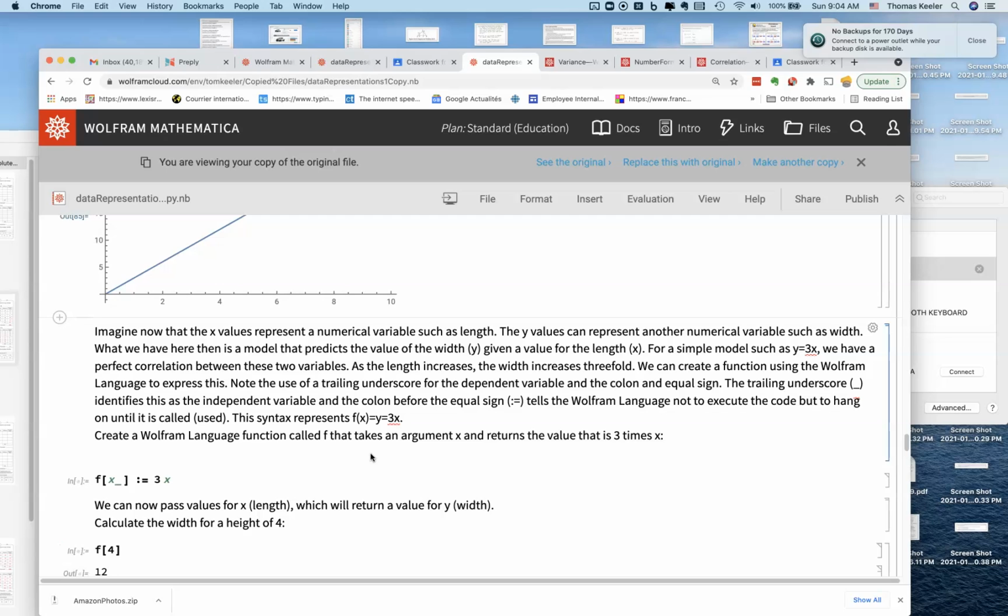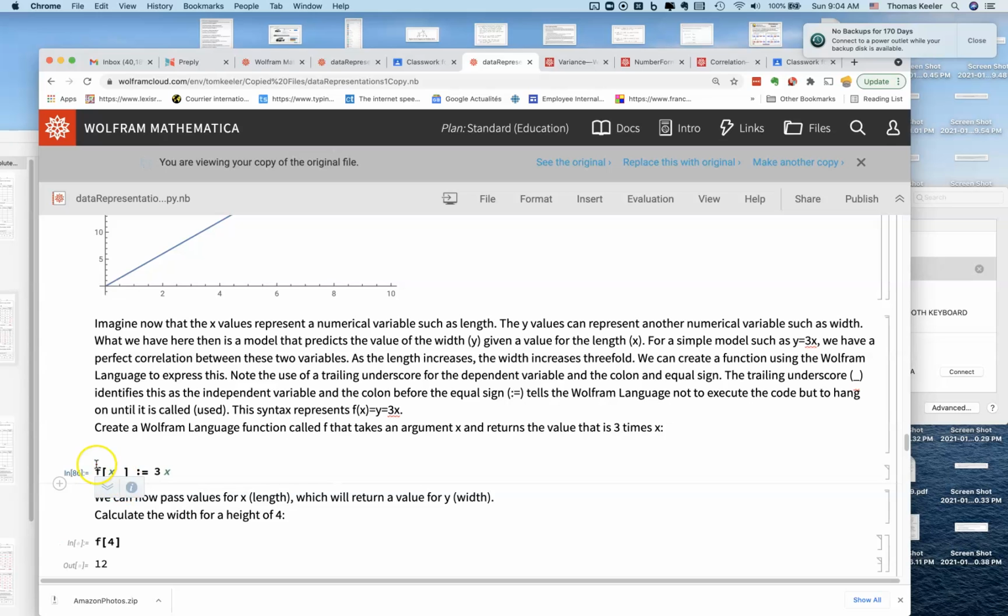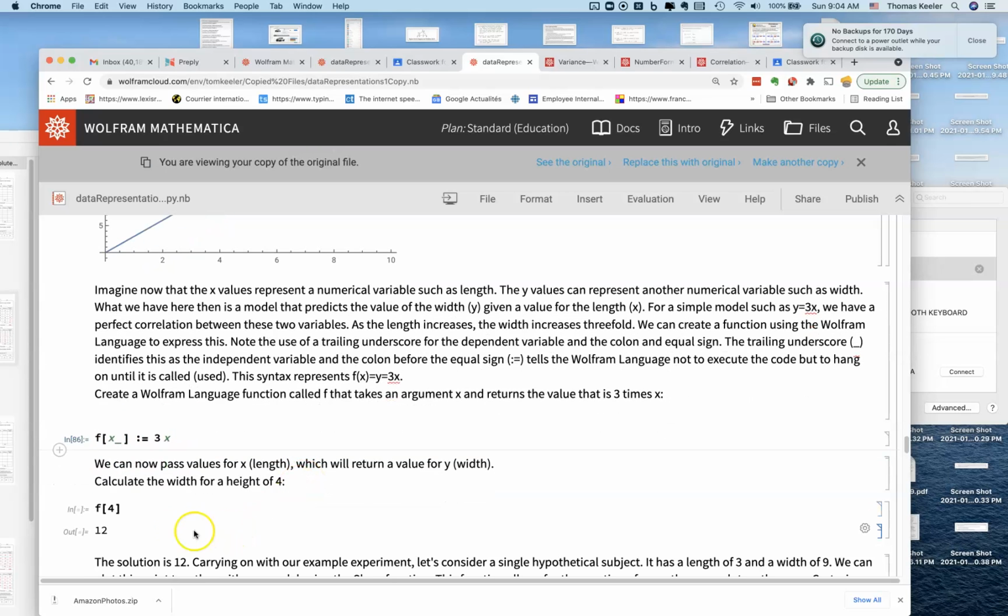And so then we just define a function. So we're going to define a function f. And so that's what we've done here. We've defined a function f. And you see how there's no output. It's because we've just created this definition of f. And now we can put in anything we want. So we can say f of 4.